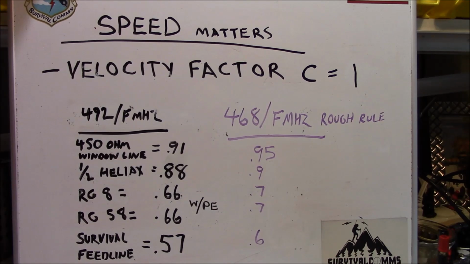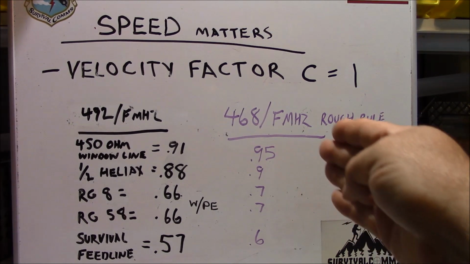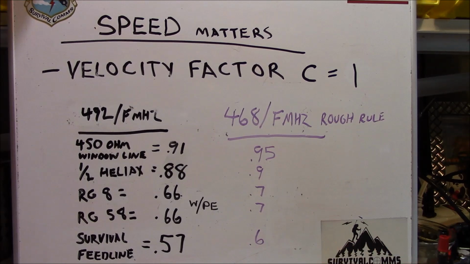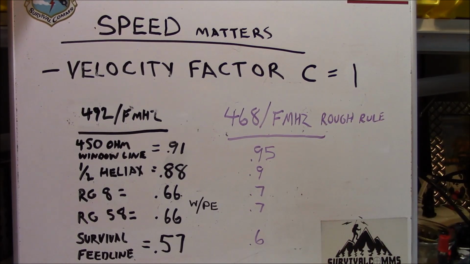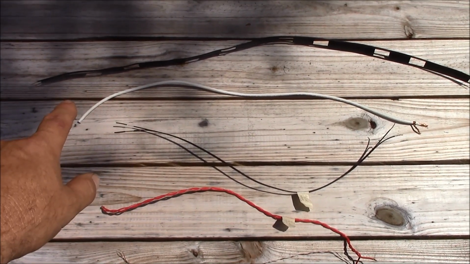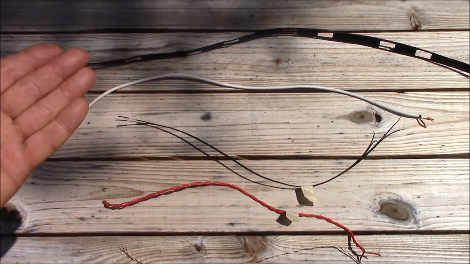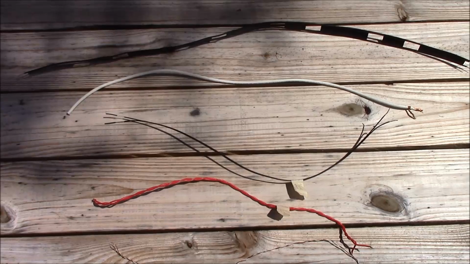If you look at the column on the right here, you'll see 468 divided by the frequency in megahertz, which by this time, if you've been watching this series, should be very familiar to you. That's our single formula that we utilize for the Survival Antenna series. Now, I've taken rough rule velocity factors, which make it much simpler for you to do your calculations on determining how long your feed line needs to be. Each one of these feed lines is electrically 1/2 of a wavelength long, and you can see that their physical length is much different than their electrical length.